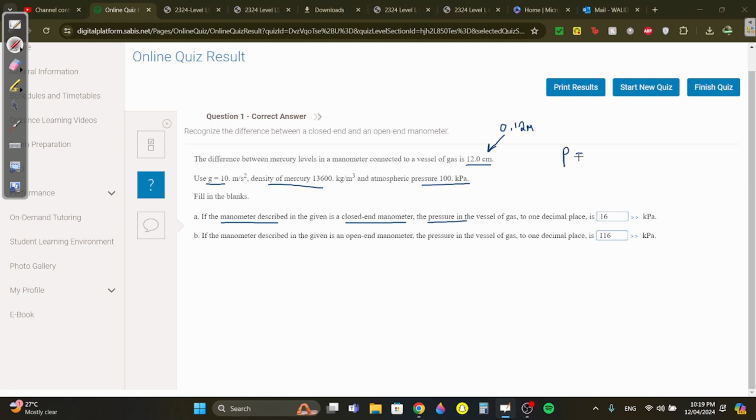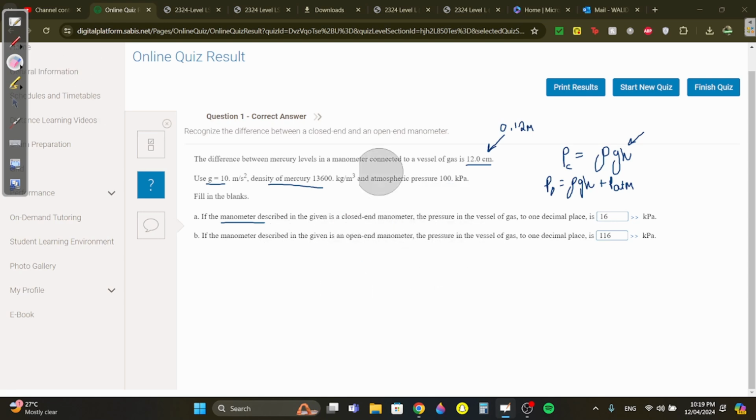Remember, pressure equals rho g h in a closed end. However, if it was opened, it would be rho g h plus the pressure of the atmosphere. Why? Because it's open, there's pressure coming from the atmosphere, and there's the liquid pressure.